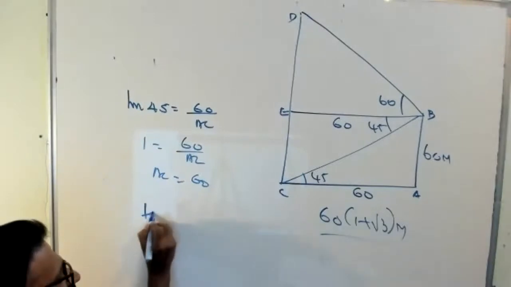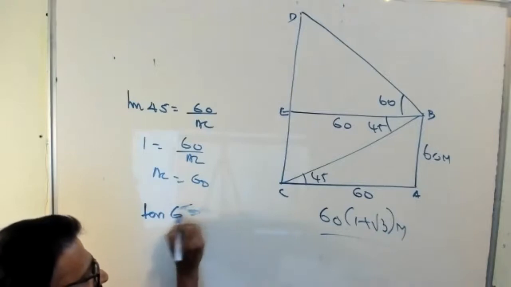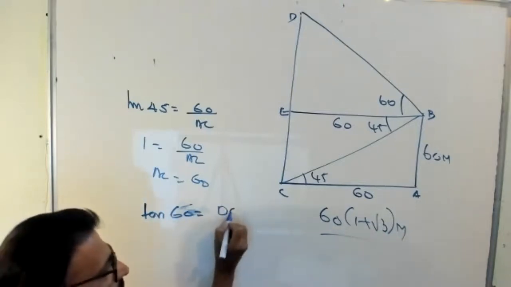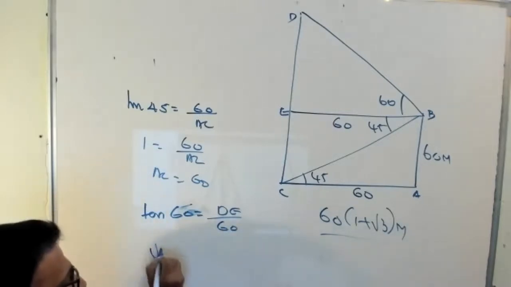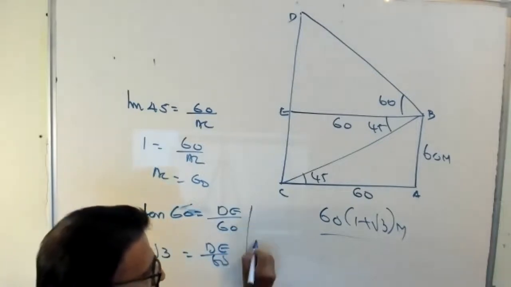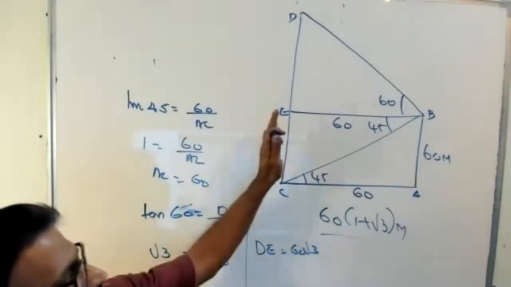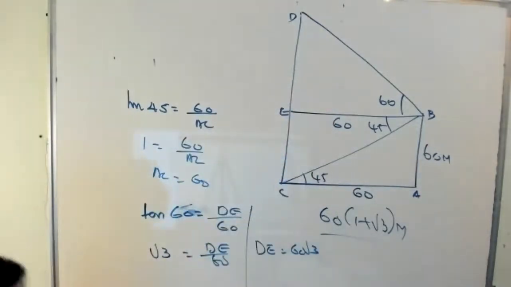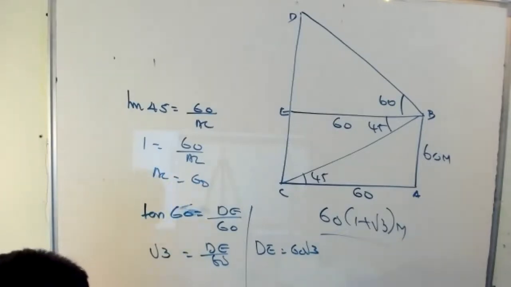Now tan 60 equal to DE divided by 60. Tan 60 is root 3, equal to DE divided by 60. Therefore, DE equal to 60 root 3. So total how much? 60 plus 60 root 3. That means 60 into (1 plus root 3). I hope all is clear.